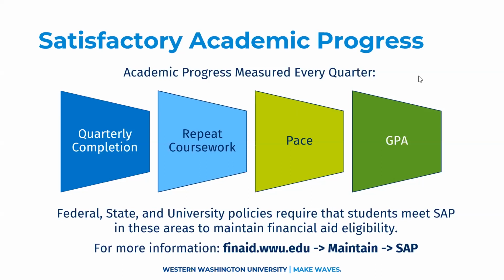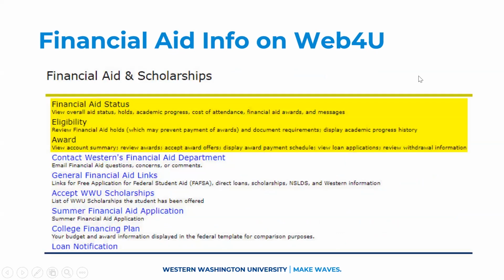All right, so next we're going to show you a screenshot of Web4U in case you haven't been in there yet. This is what the financial aid tab looks like. We wanted to draw your attention to the first 3 links, the financial aid status, eligibility, and award links. Here is where you'll be able to view any holds on your account, any outstanding requirements that you have, any notes that our office has for you. Sometimes you might receive an email that says, go check your Web4U, you have a message, and this is where you'd find that message. You can also view your offer under award, and you can also accept loans or work study or any of that.